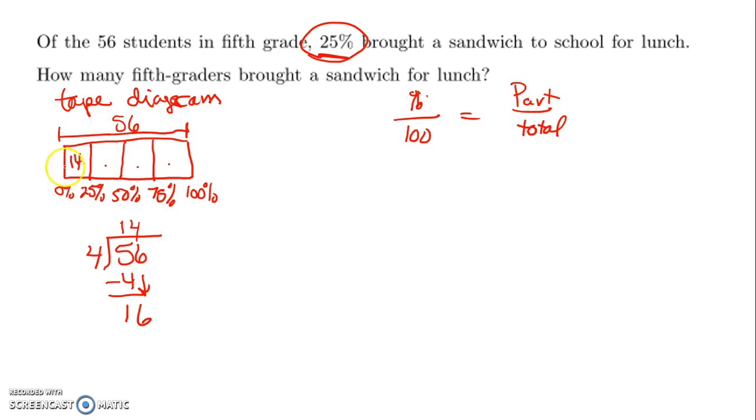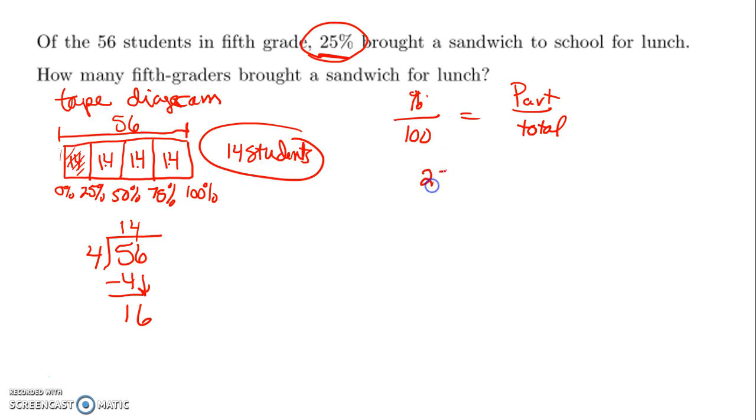14 students must represent 25% of these kids. 14 more students, or 28 students, would get us to 50%. 14 more students, or 42 students, would get us to 75%. And 14 more students, or 56, gets us to 100%. So 25% brought sandwiches. This represents 25%. 14 students brought sandwiches. Okay?